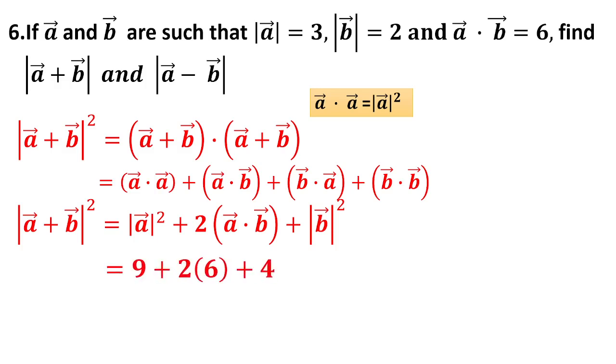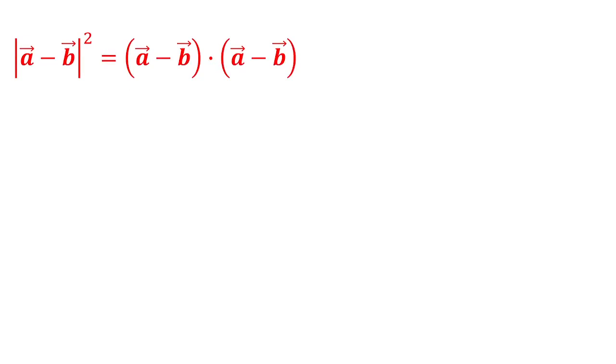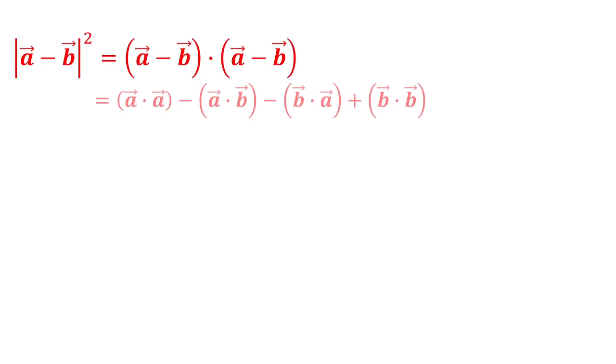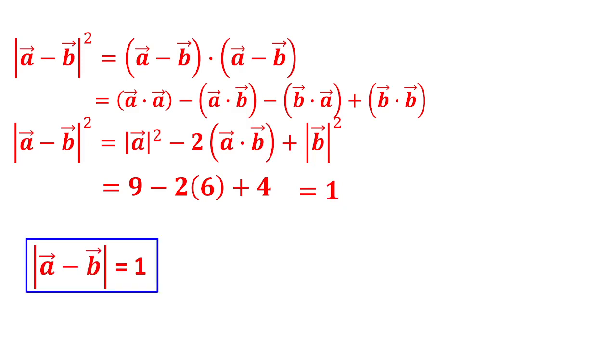Substitute whatever they are given in the question. You will get the answer as 25. Therefore, magnitude of A plus B is 5. Similarly, we can do for A minus B whole square. A minus B dot A minus B. Expand. A dot B is commutative. Therefore, minus 2 times A dot B, plus magnitude of A square plus magnitude of B square. Substitute the values given in the question. You got 1. Therefore, magnitude of A minus B is equal to 1.